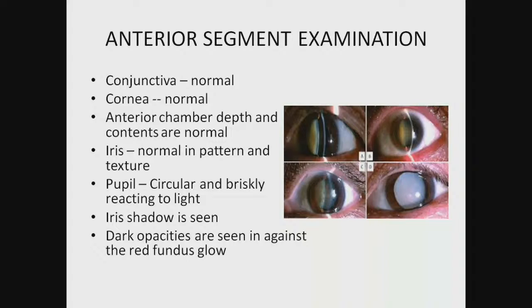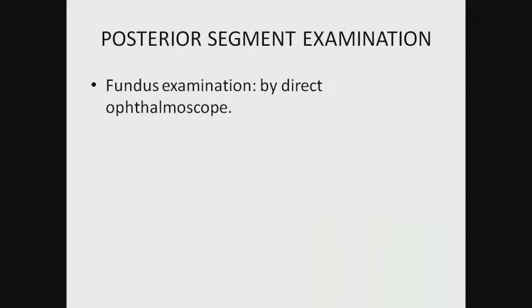Then the iris has a normal color pattern. The pupil is circular and briskly reacting to light. Iris shadow is seen, and dark opacities are seen against the red fundus glow. So how will you differentiate these causes?